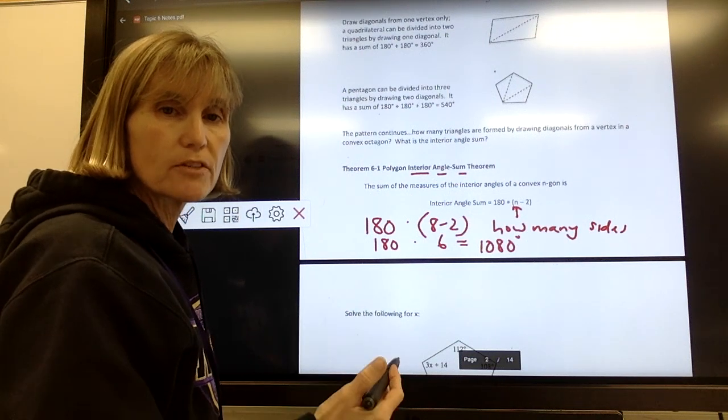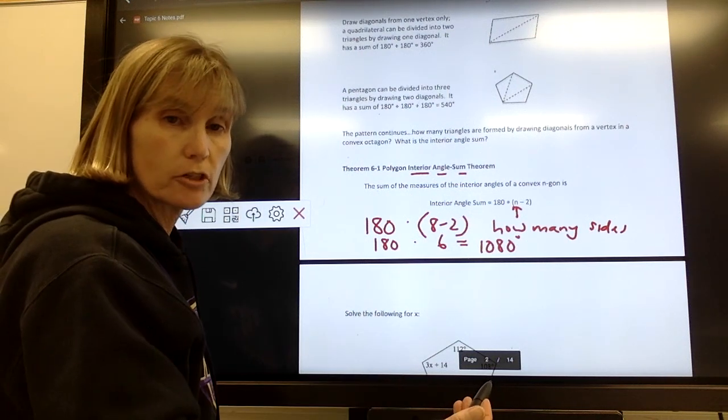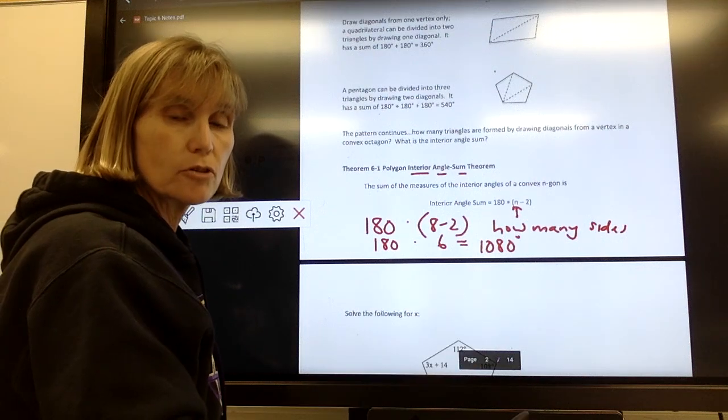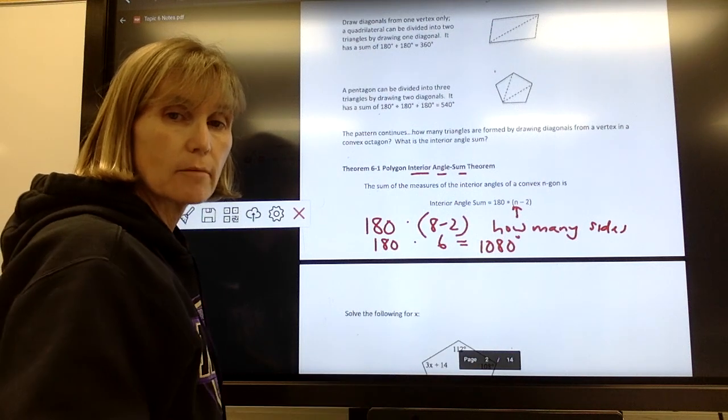It's always the number of sides in the figure. You subtract 2 first. That's how many triangles you could draw in the interior, and you take that times 180.